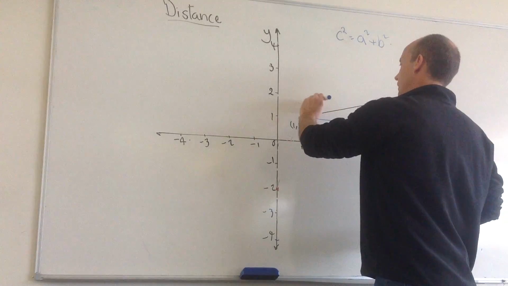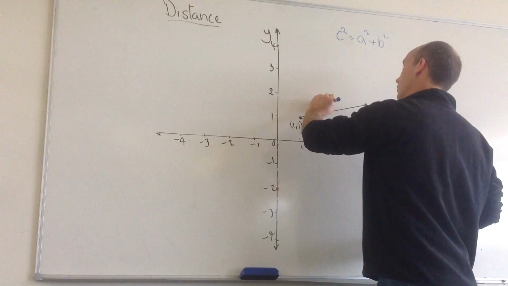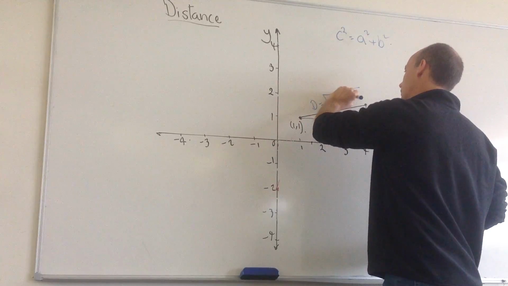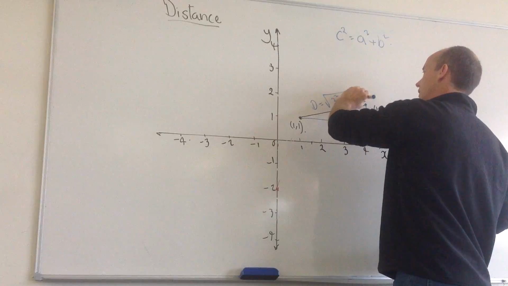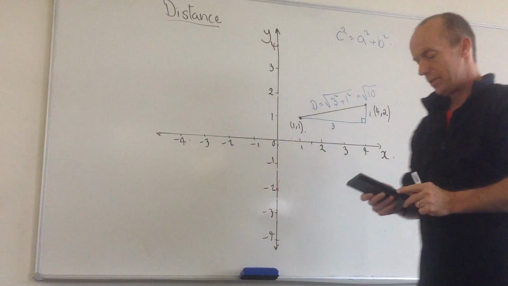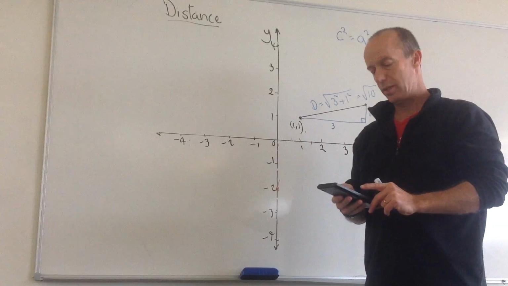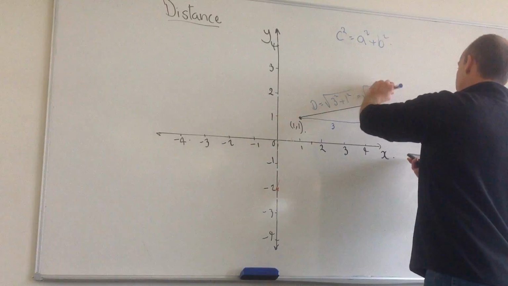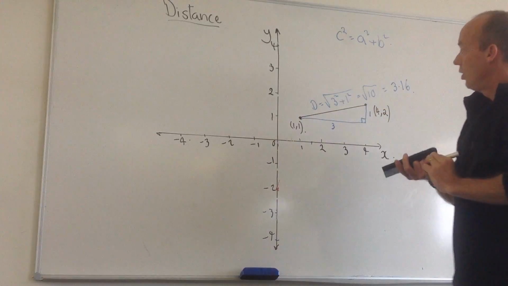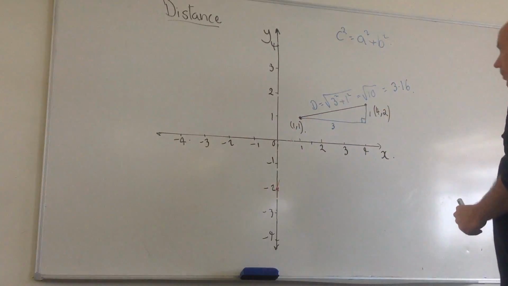So this distance along here, let's call it d, is equal to the square root of 3 squared plus 1 squared, which is going to be equal to square root of 10. Then if I want to, I'll need my calculator to work out what the square root of 10 is approximately equal to. That's equal to 3.16. So using that, I'm able to work out the distance between those two points.